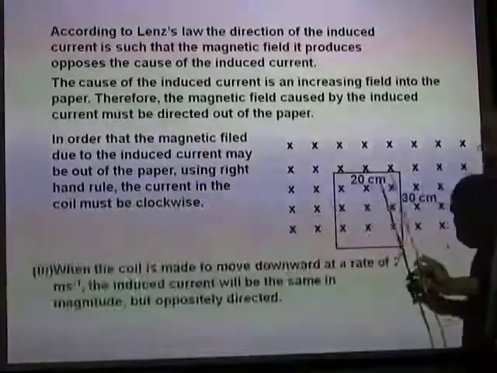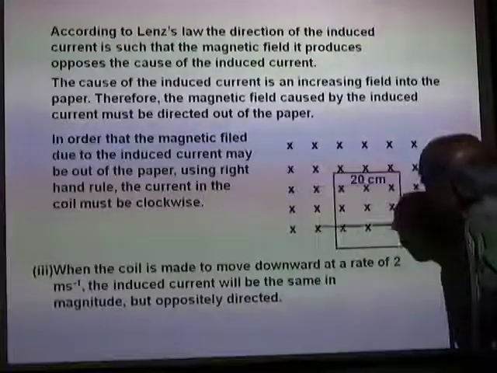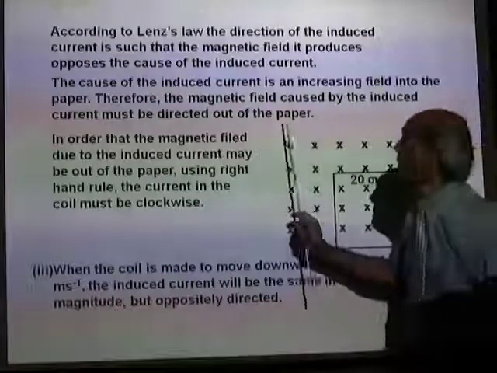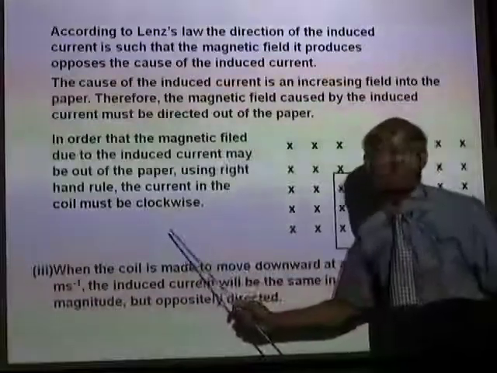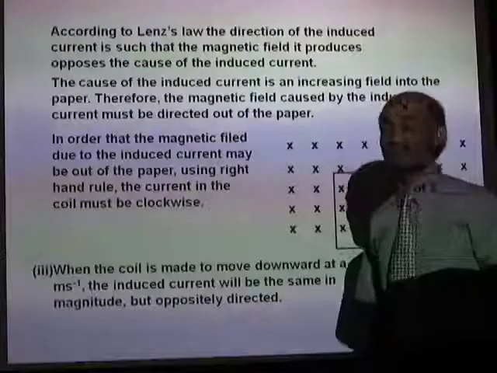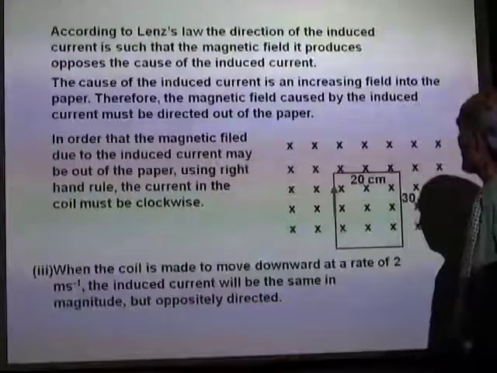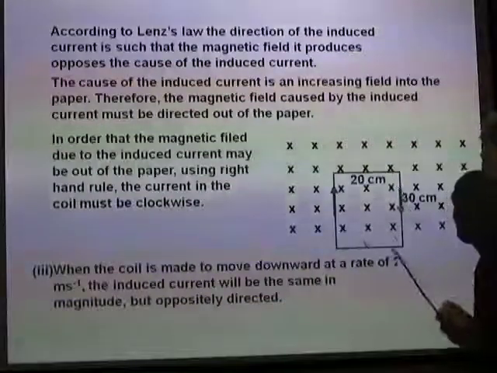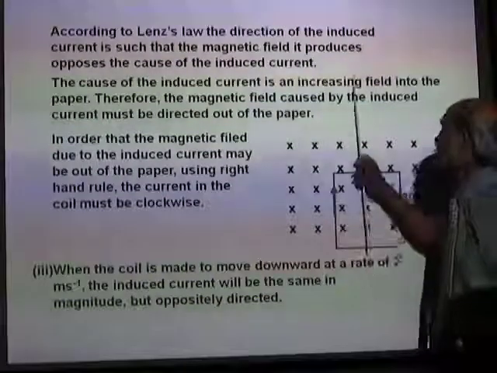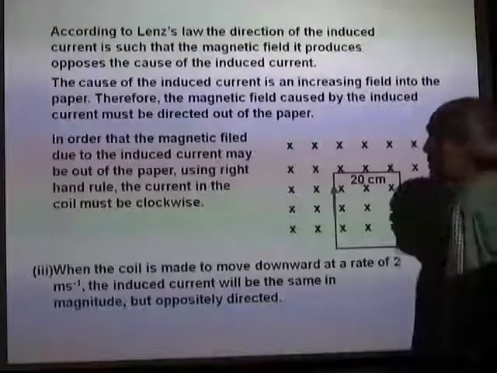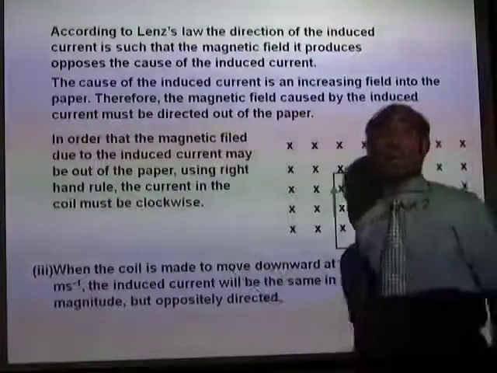And how about when the coil is moved down? When the coil is moved down, the amount of induced EMF will be the same, but it will be in the opposite direction. So this is the direction of the induced current when the coil is moved up, and when it is moved down, the direction of the induced current will be in the opposite direction.